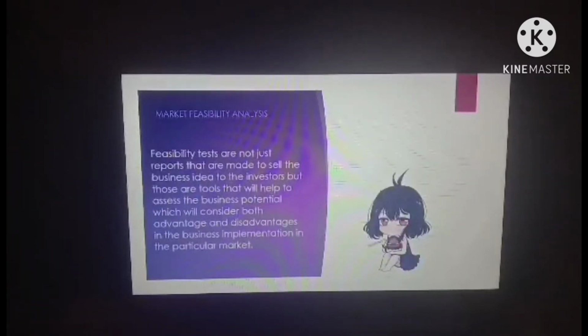Market feasibility tests are not just reports that are made to sell the business idea to the investors, but tools that will help to assess the business potential, which will consider both advantages and disadvantages in the business implementation in the particular market. Market feasibility studies are different from the marketing plan.